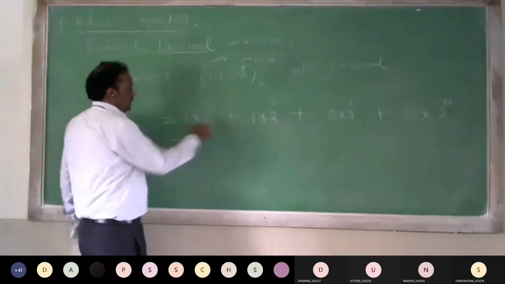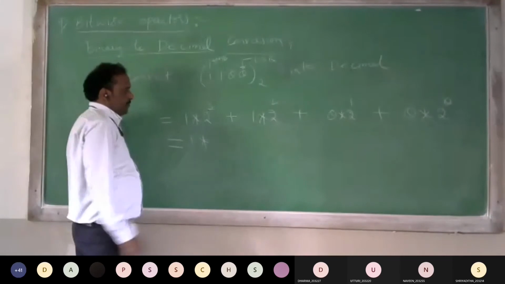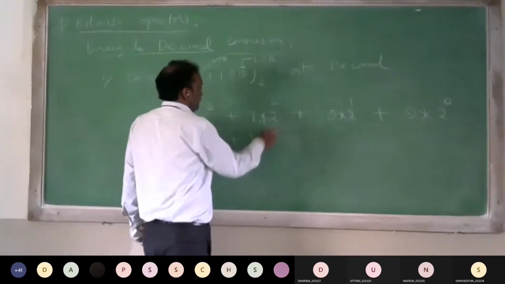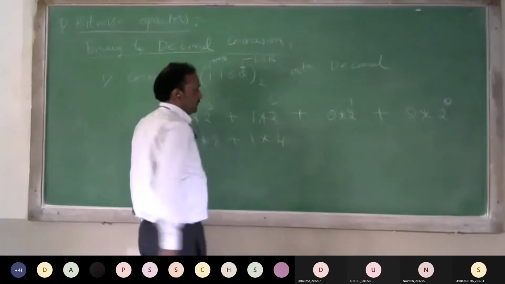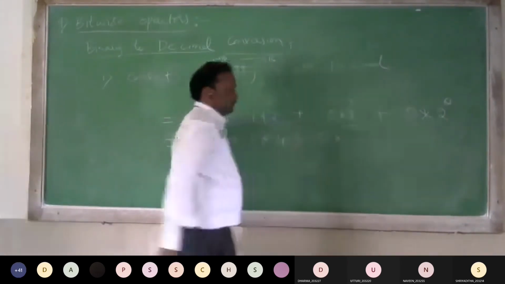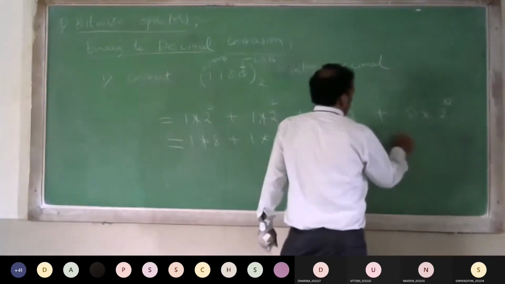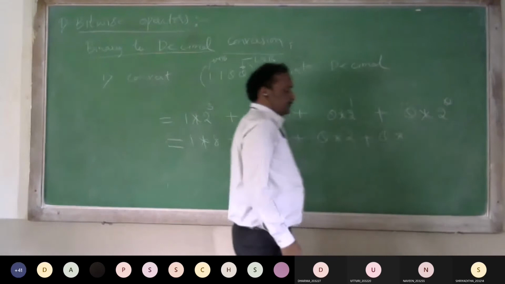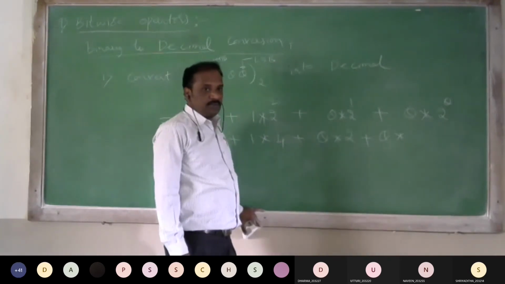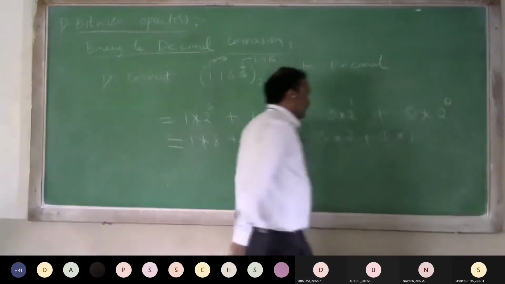Now, what is 1 into 2 power 3? 8. Plus, what is 1 into 2 power 2? 4. What is 2 power 1? 2. What is 2 power 0? 1. Any number to the power of 0 is 1.